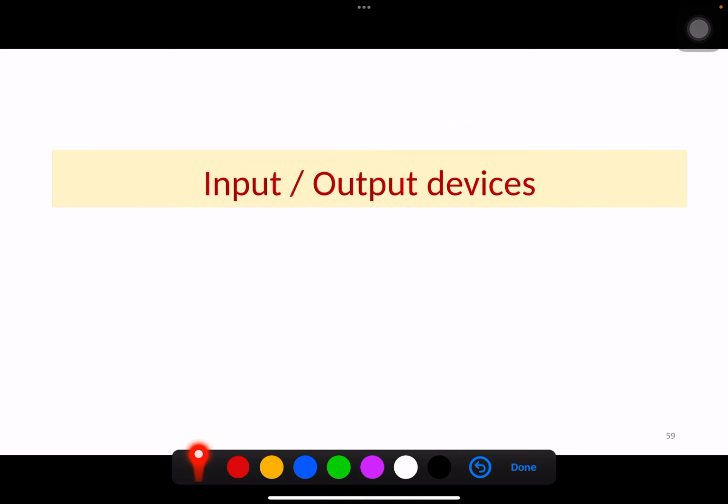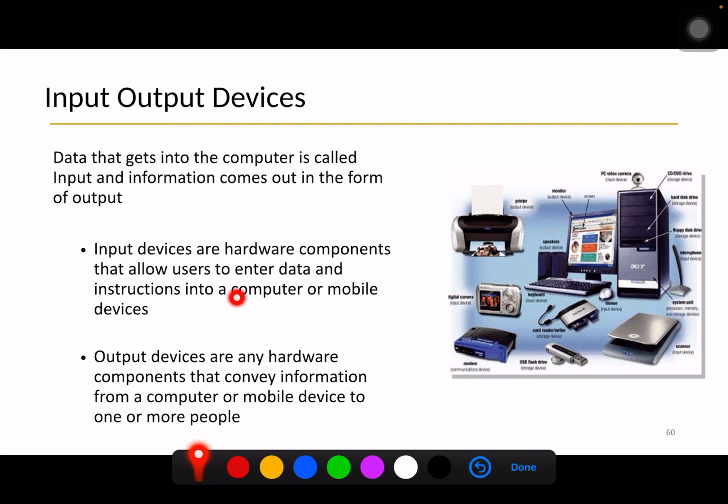Okay, next kita masuk pada the last topic lah. The last topic ataupun yang paling mudah sekali lah, input output device, because I think everybody dah tahulah kot apa benda input and output device kan. Okay, tapi tak apa, terangkan juga. Okay, so input device adalah komponen that allow user to enter data and instruction into computer ataupun mobile devices. Output pula komponen that convey information ataupun memberi sesuatu to the user, okay, from computer or mobile devices.